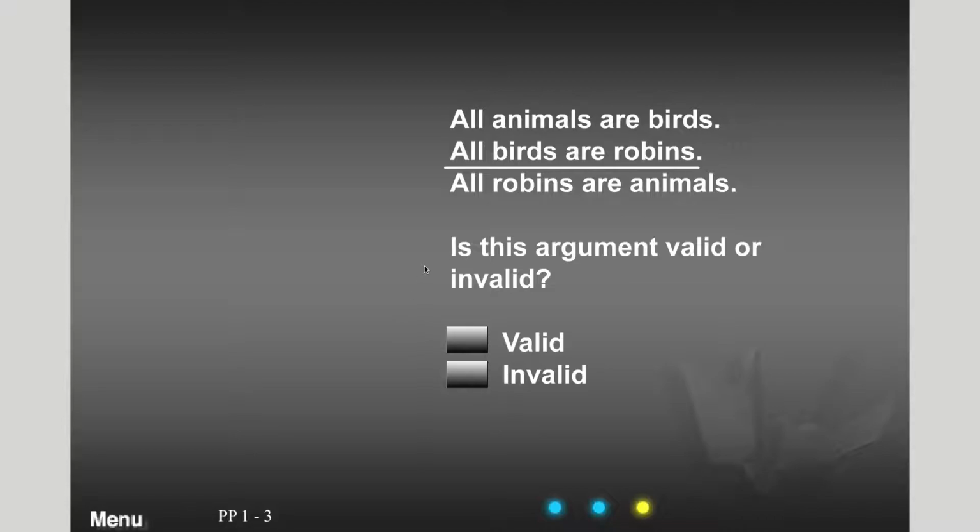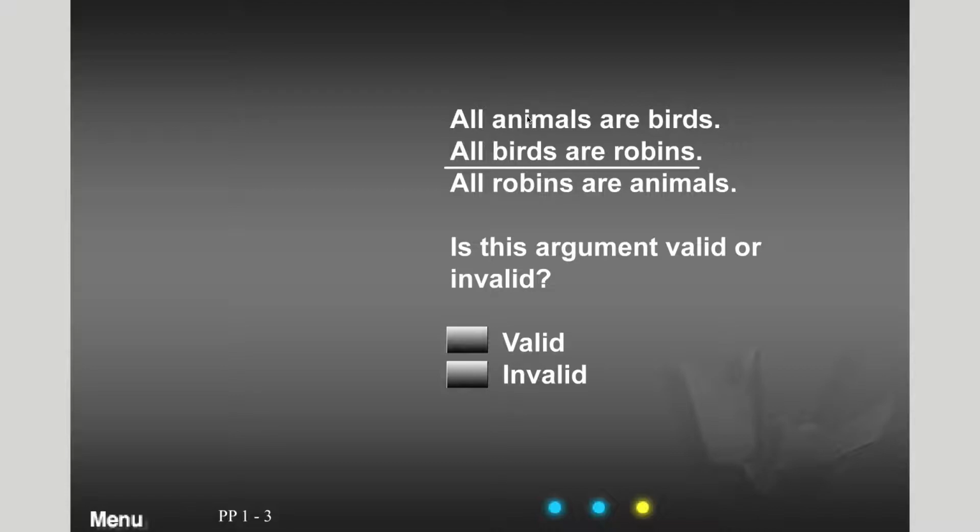All animals are birds. All birds are robins. All robins are animals. Is this argument valid or invalid? Okay, let's look at this. All animals are birds. Okay? All birds are robins. Now we have a separation. Look at this. We have this linkage. So we can read all animals are robins and drop right down. Right? But does that mean that all robins are animals? No. Does this tell us anything about robins? We know that all birds fit in the robin circle, but we don't know that they fit all in the animal circle.